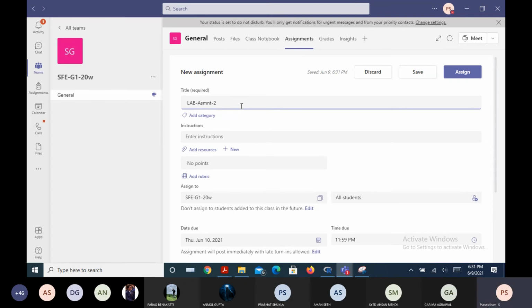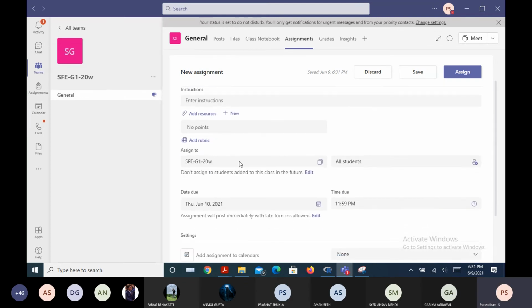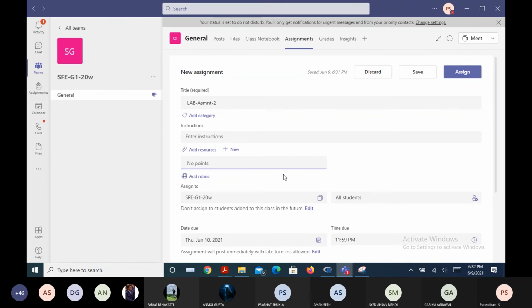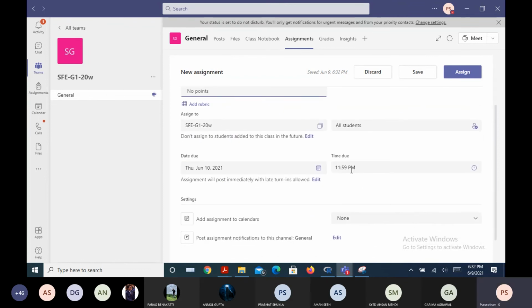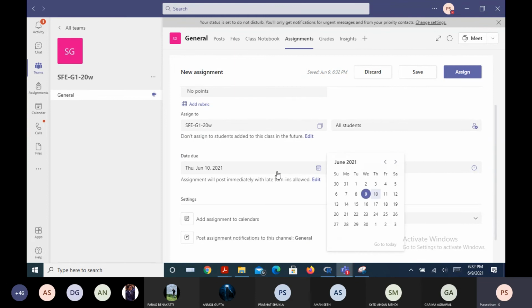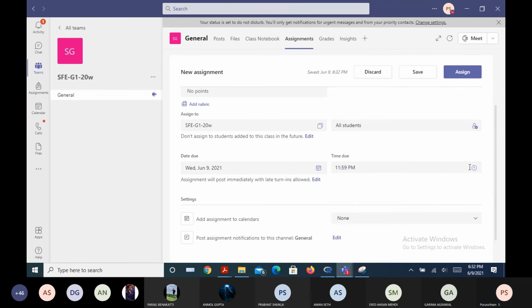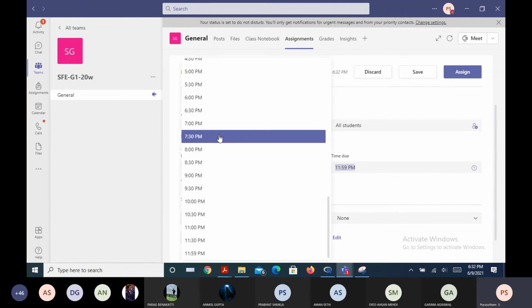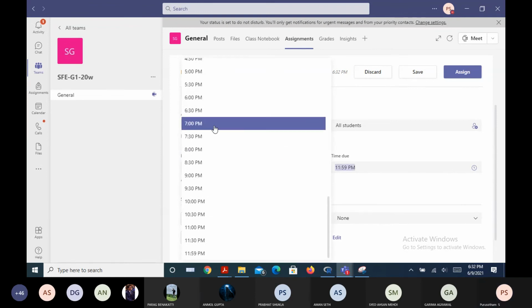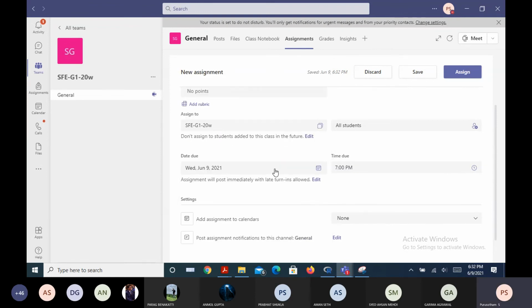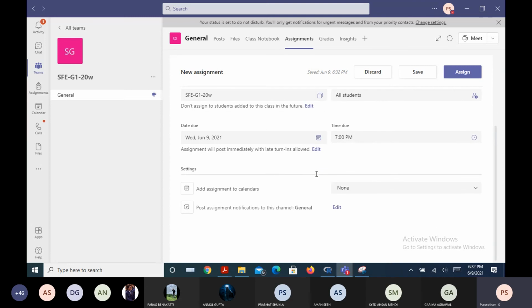Here is something you have to upload to all students. Now you are going to upload it. I'm going to add the timeline of 7 o'clock. Before 7, you complete and upload the response sheet.